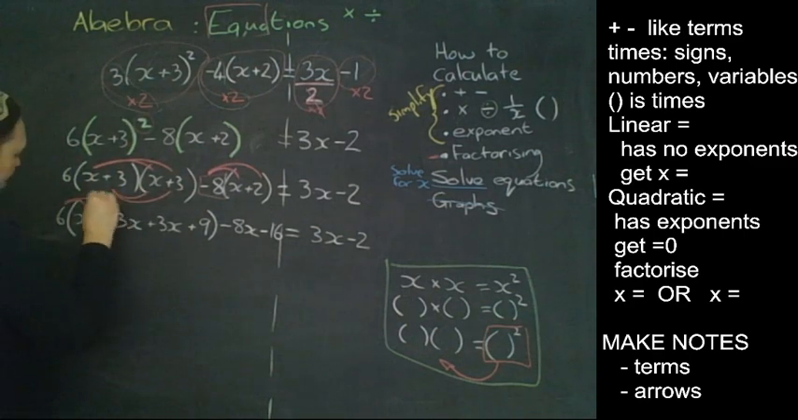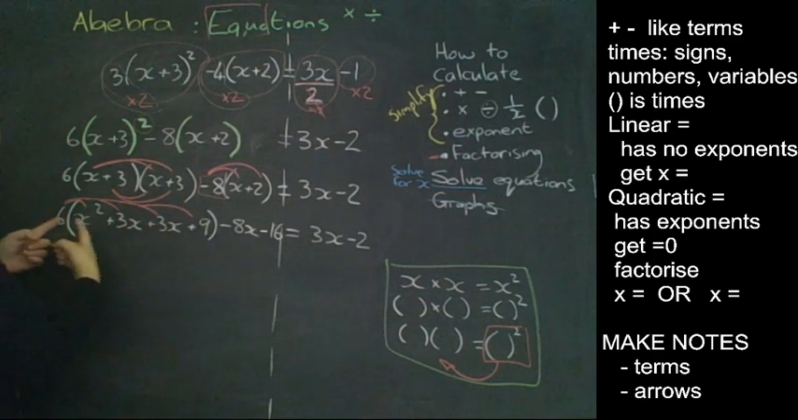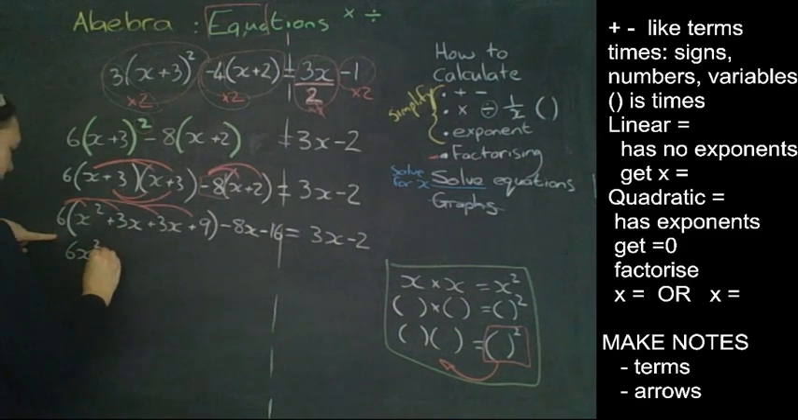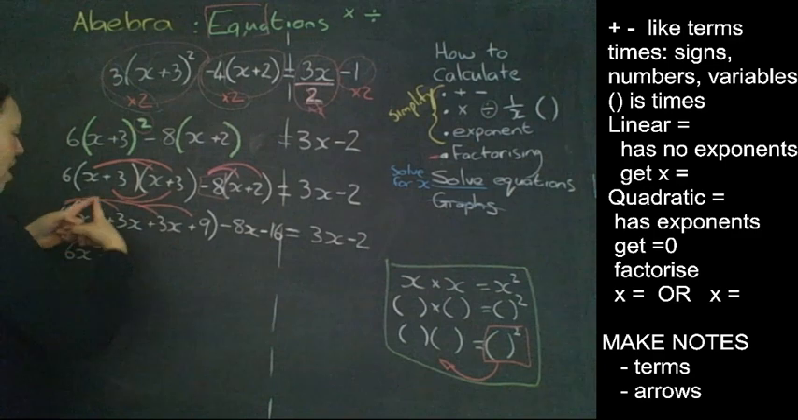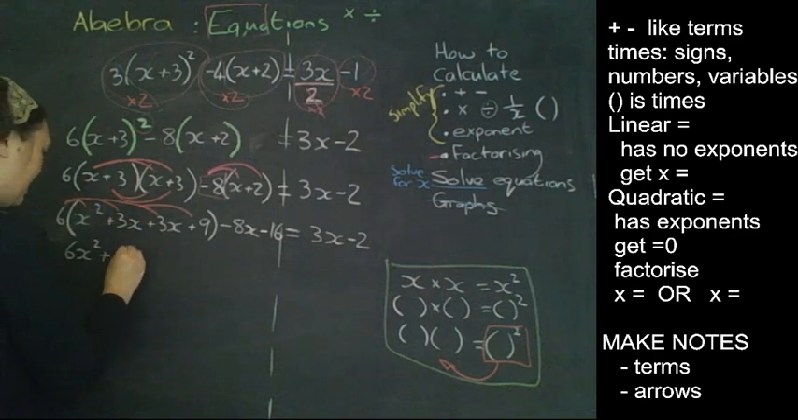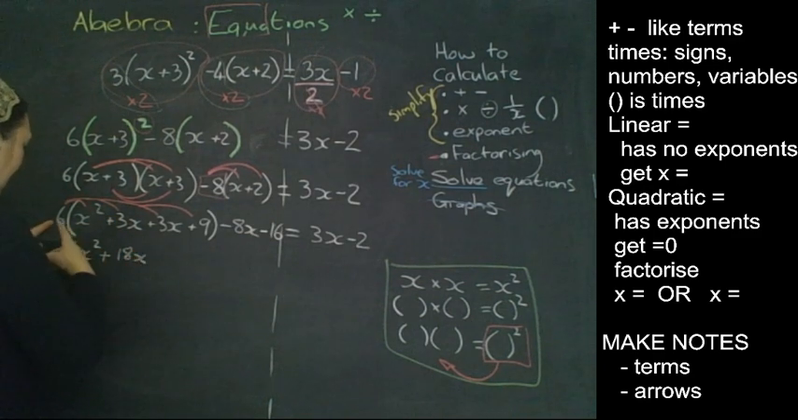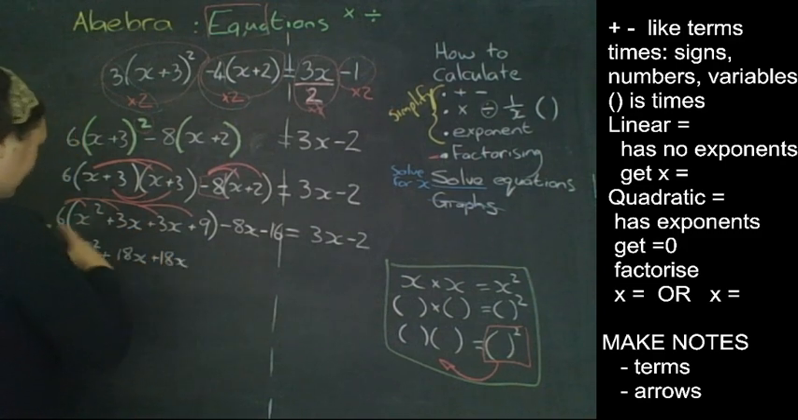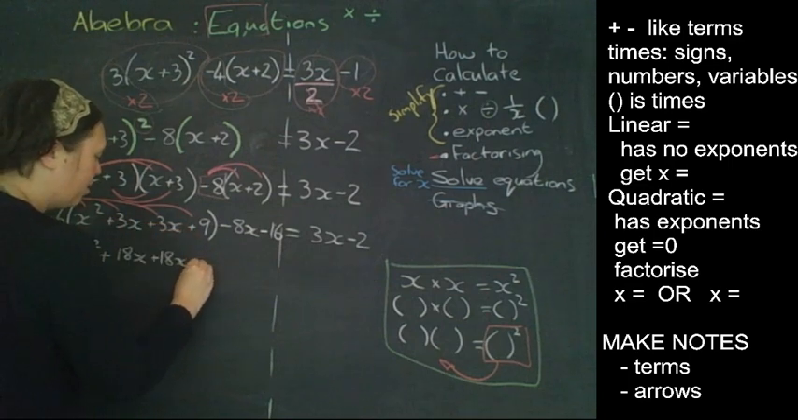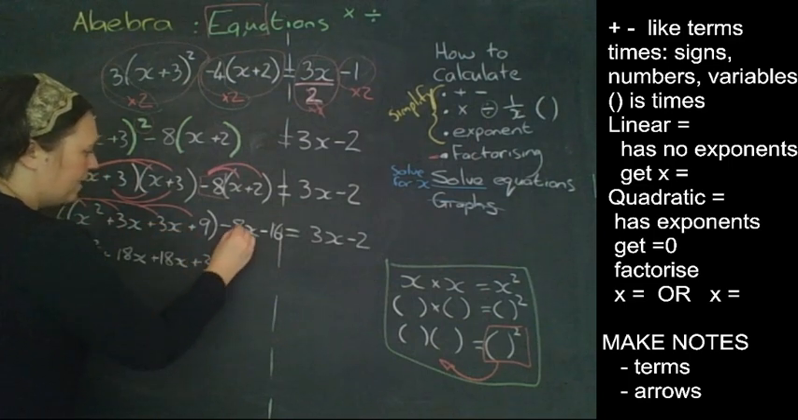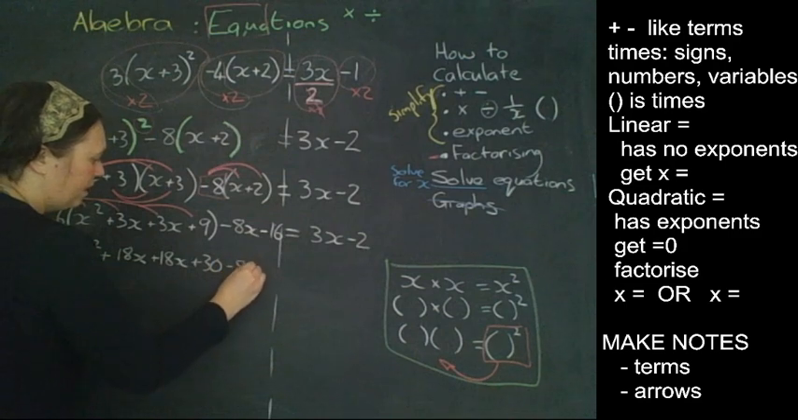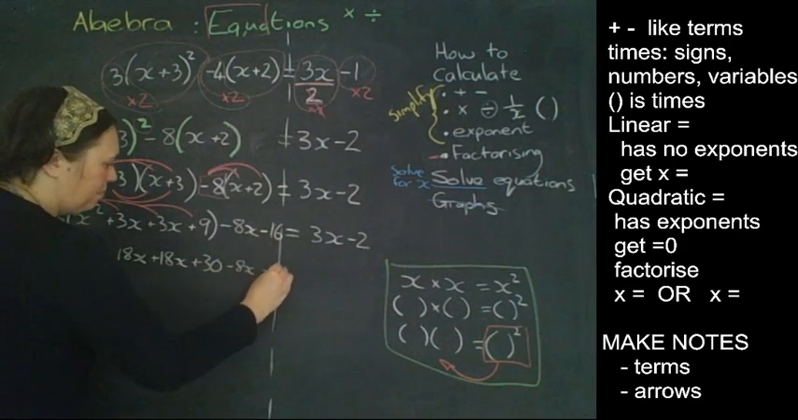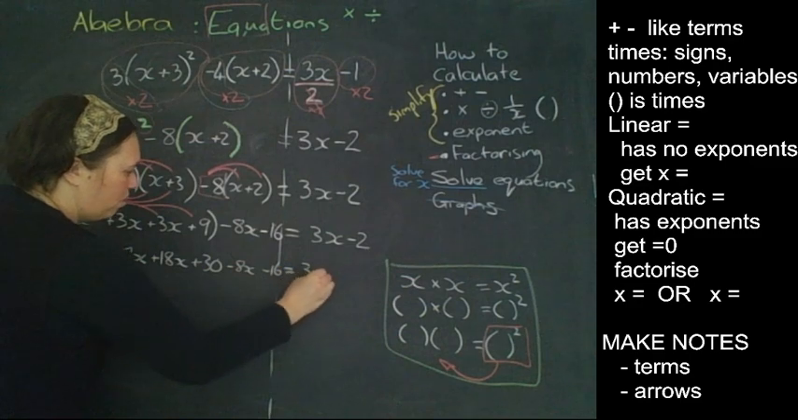So let's deal with this one. You have to take the 6 into everything in this bracket. So we have 6x squared plus 6 times 3 is 18. 6 times 5 is 30. And this one stays the same. And this one stays the same. And those two also stay the same.